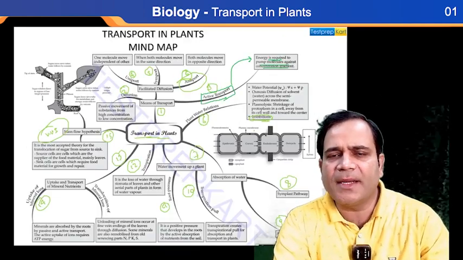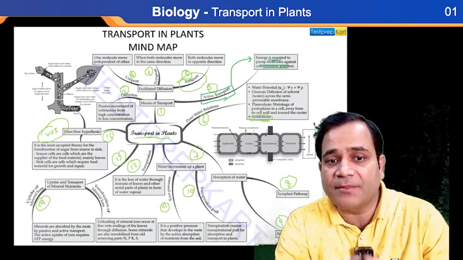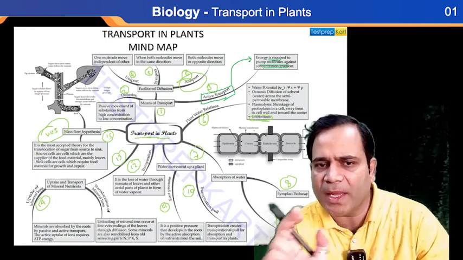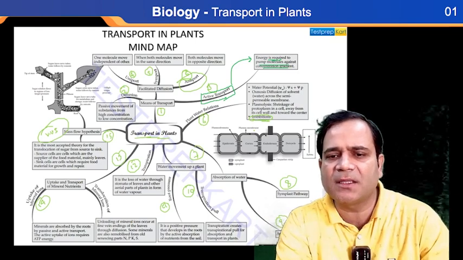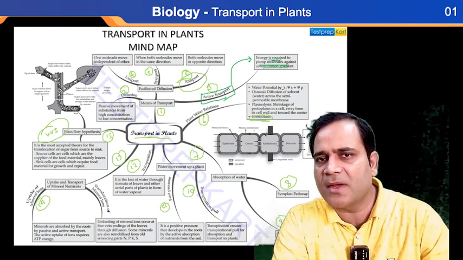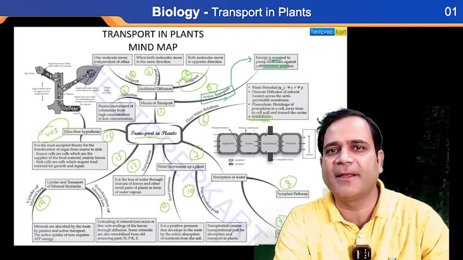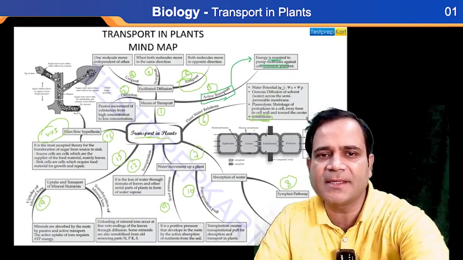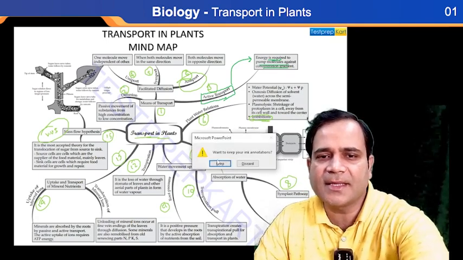Now, the point here to know about, my dear, is absorption of water. There are two ways of absorption of water. The simplest pathway is the apoplast pathway, and this is something you have to get from NCERT. Clear? So now I'm going to move to a PDF of NCERT, my dear. Yes, NCERT.